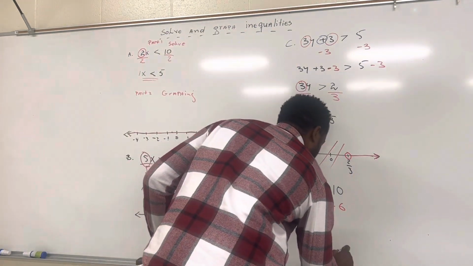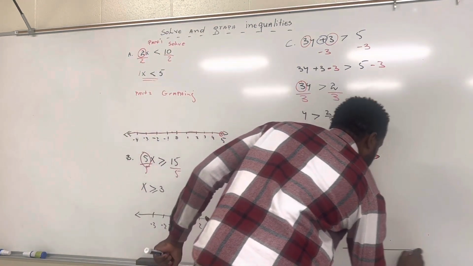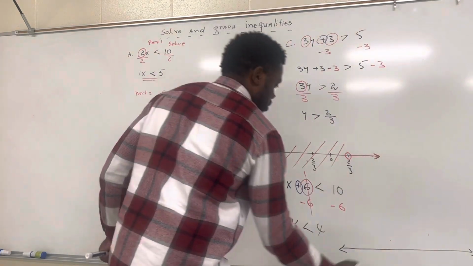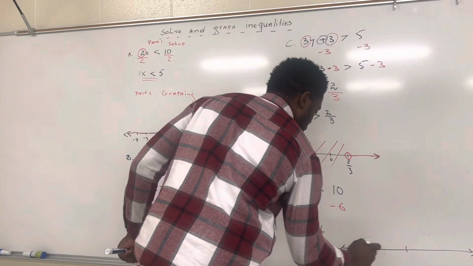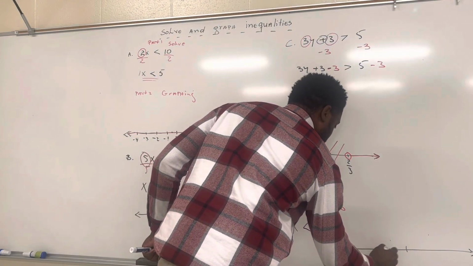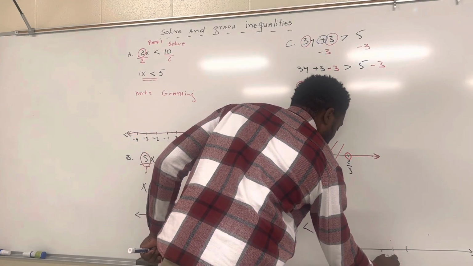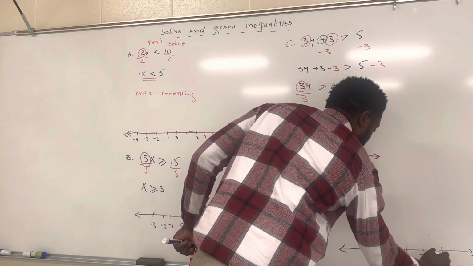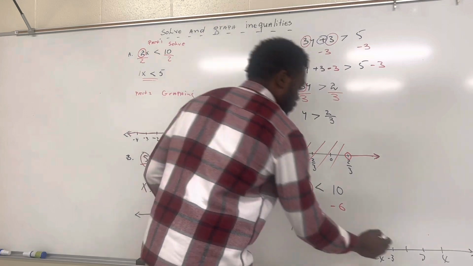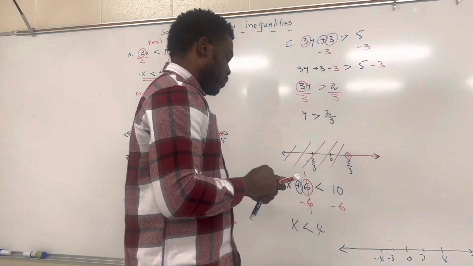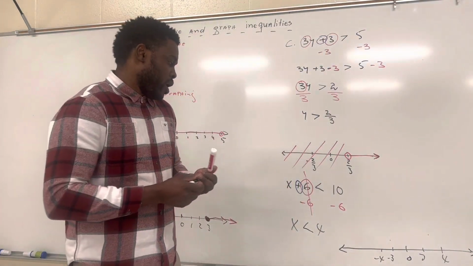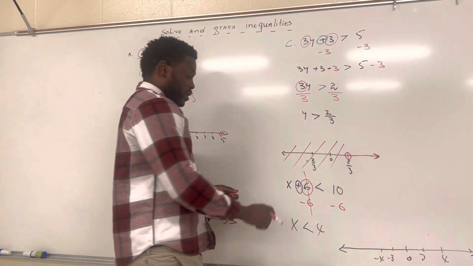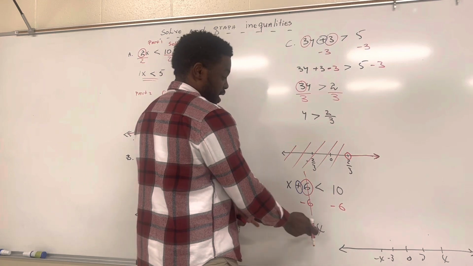And now I can draw my number line. So I have x is less than 4, right? And then I could put over here 3, and then 4, and negative 4, 3, and then 4 over here. So over here is 0. And then I can start at 4, right? Is 4 going to be included or not included? 4 will not be included because x cannot be 4.